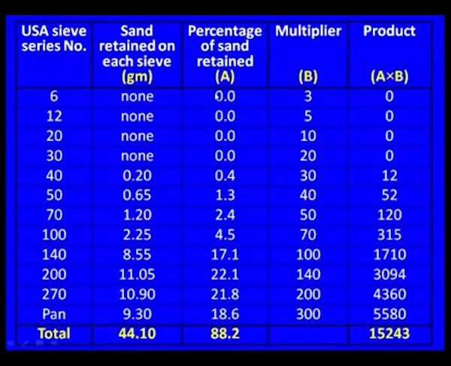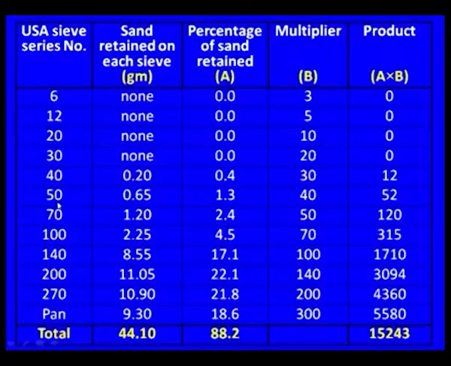Now what is the amount of sand that we have taken? We have taken 50 grams of sand. Now what is the percentage in 50 grams of the sand? So this is the amount of sand retained, 0.2 grams, and if we want the percentage, it will be 0.4, and here in the sieve with number 50, 0.65 grams were retained.